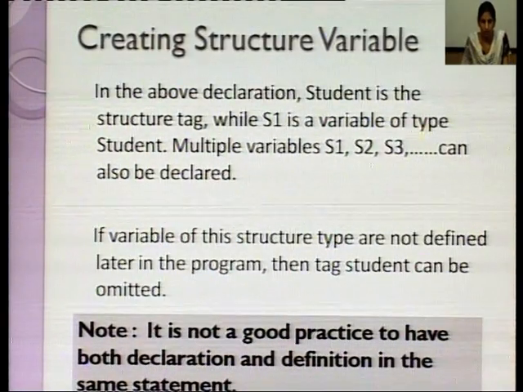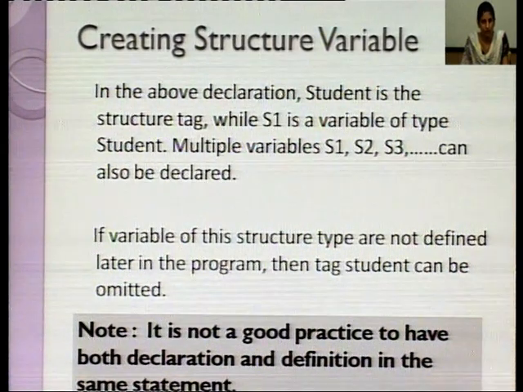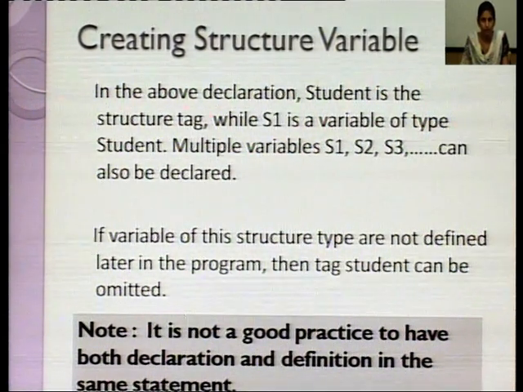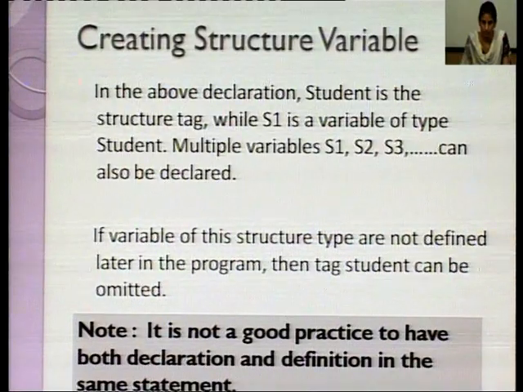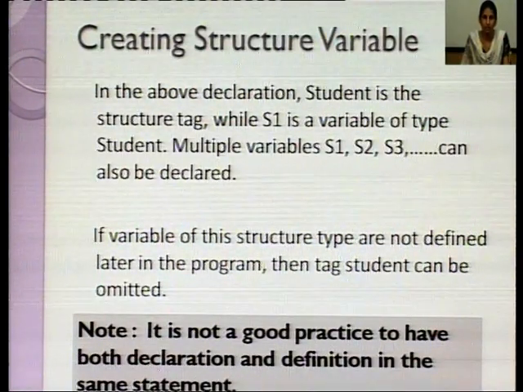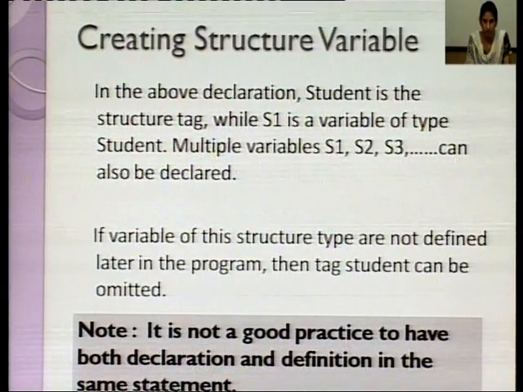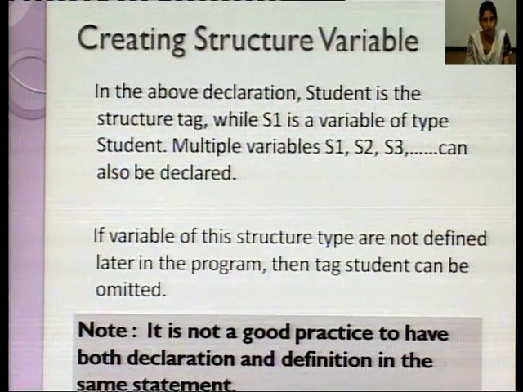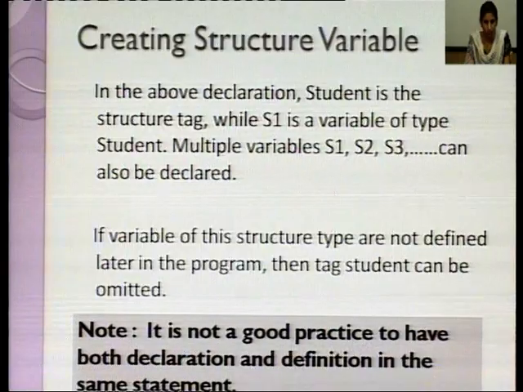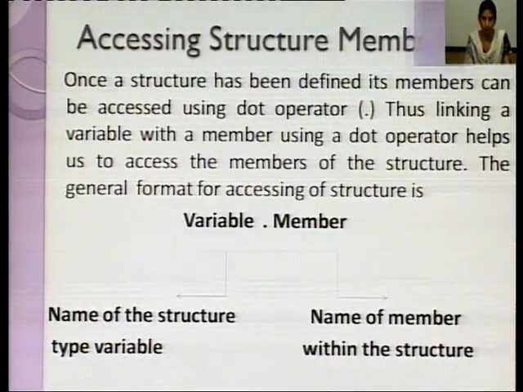In the previous example, we have defined only one variable, that is s1. Multiple variables s1, s2, s3 up to n can also be declared. If variables of this structure type are not defined later in the program, then the tag student can be omitted. It is not a good practice to have both declaration and definition in the same statement, so we should define and declare the structure in different statements.